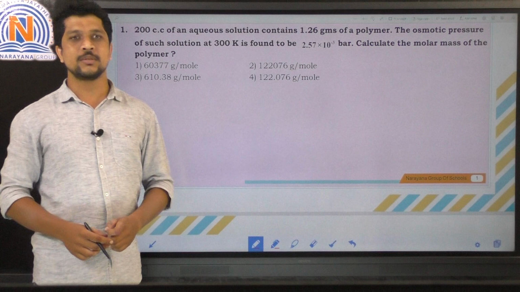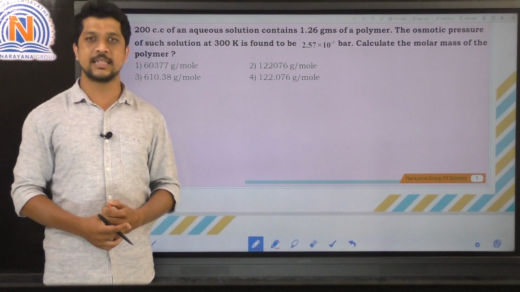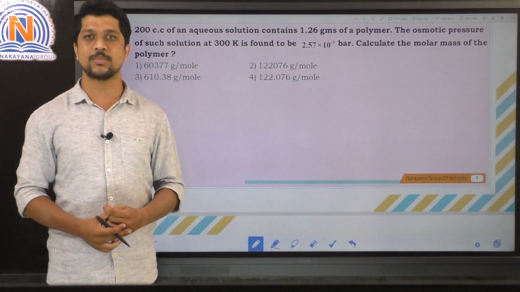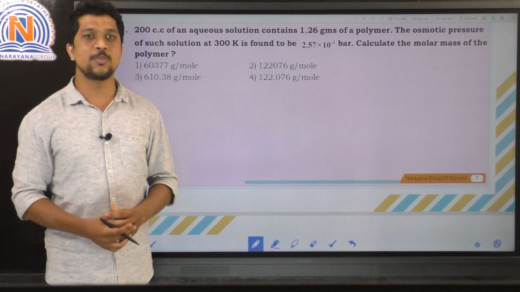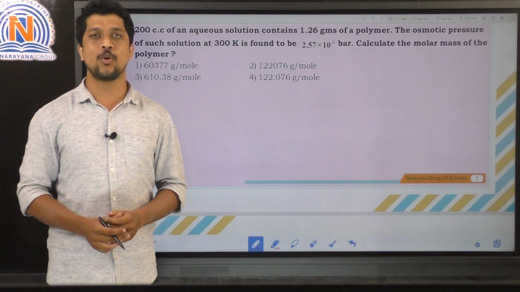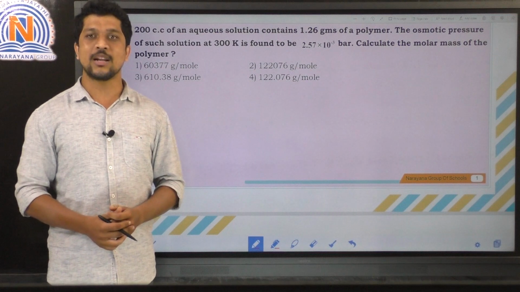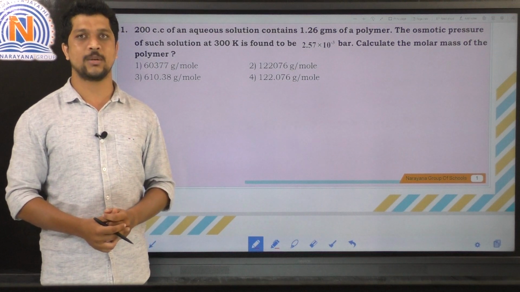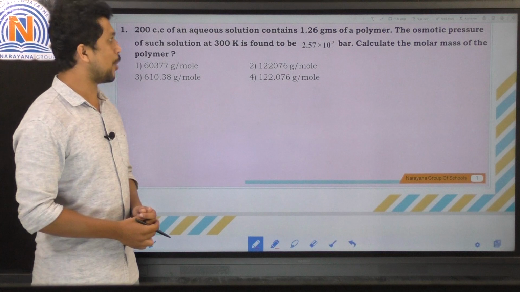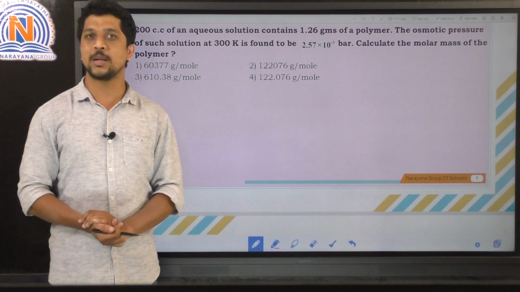Here the first question: 200 cubic centimeter of an aqueous solution contains 1.26 grams of polymer. The osmotic pressure of such solution at 300 Kelvin is found to be 2.57 into 10 power minus 3 bar. Calculate the molar mass of the polymer. So there is a polymer, and we need to find the molar mass of that particular polymer.